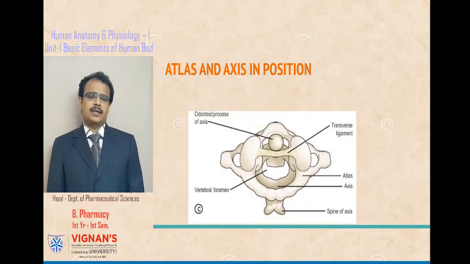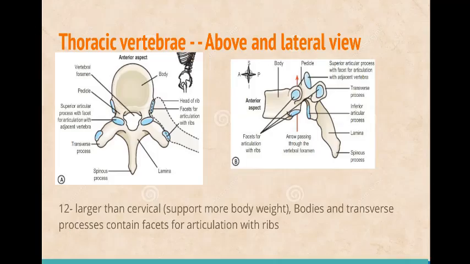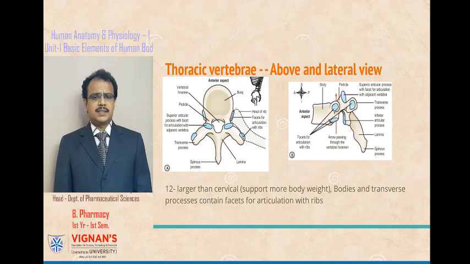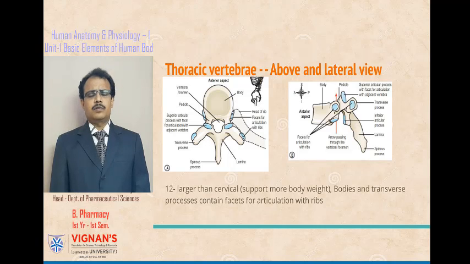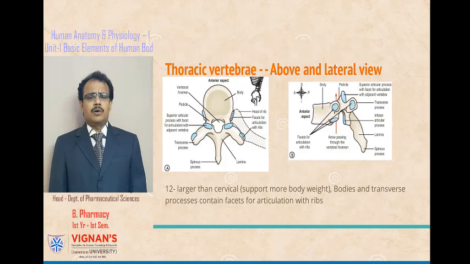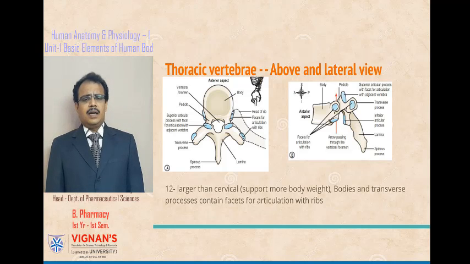Now let's see the characteristics of thoracic vertebrae. We have seen after the cervical vertebrae comes the thoracic vertebrae, and there are 12 thoracic vertebrae, and as the vertebrae moves from T1 to T12, the size of this vertebrae also increases, especially the body of this vertebrae increases because this vertebrae have to bear the weight of the upper regions of the body.